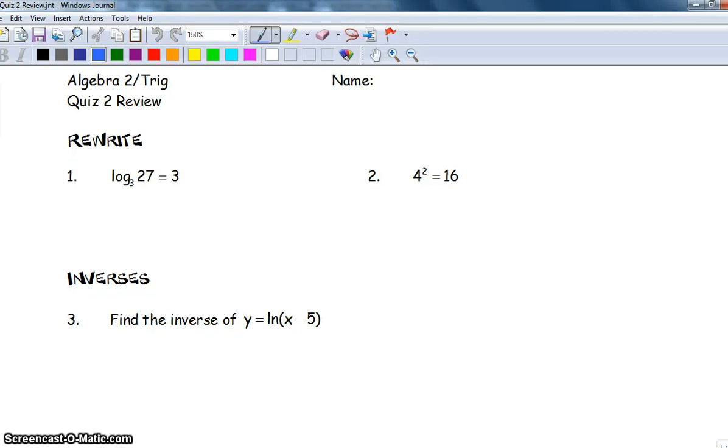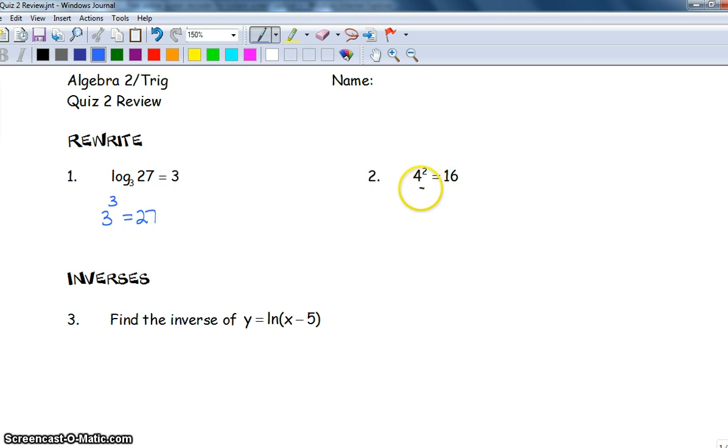Alright, we have a lot to review to get ready for our quiz tomorrow. First thing, we have to be able to rewrite. So we have logarithmic form. To change from log to exponential, you take your base of 3, here's your exponent, and that equals 27. And you see that that is true, that 3 cubed does equal 27.